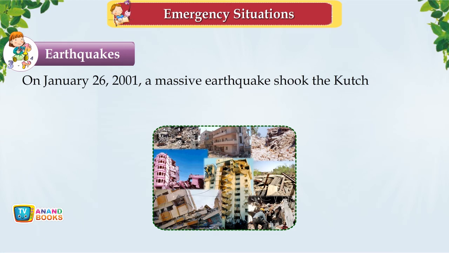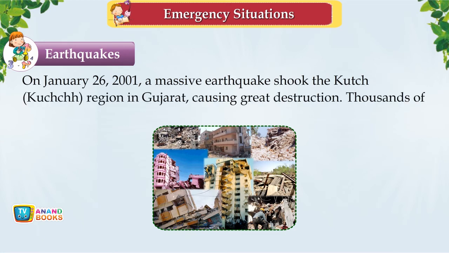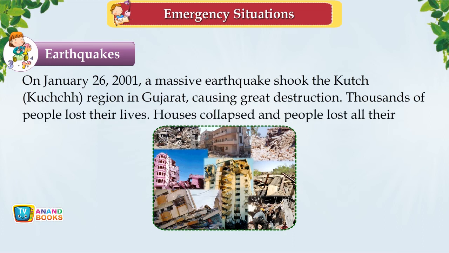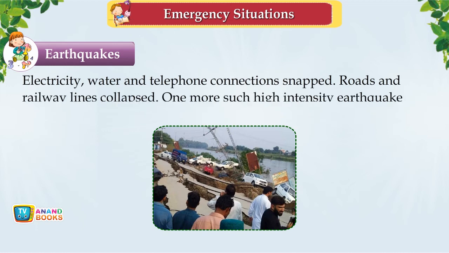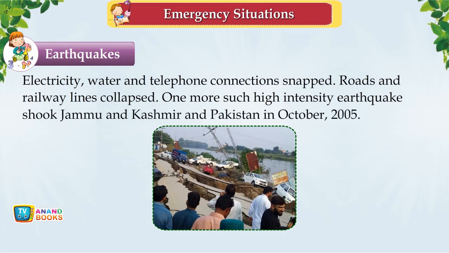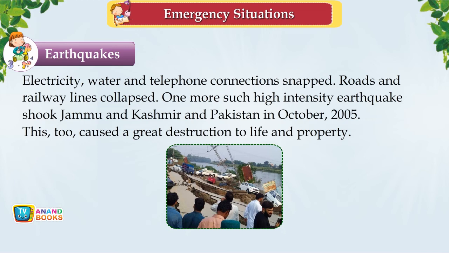On January 26, 2001, a massive earthquake shook the Kutch region in Gujarat, causing great destruction. Thousands of people lost their lives, houses collapsed, and people lost all their belongings. Electricity, water, and telephone connections snapped. Roads and railway lines collapsed. One more such high-intensity earthquake shook Jammu and Kashmir and Pakistan in October 2005. These too caused a great destruction to life and property.